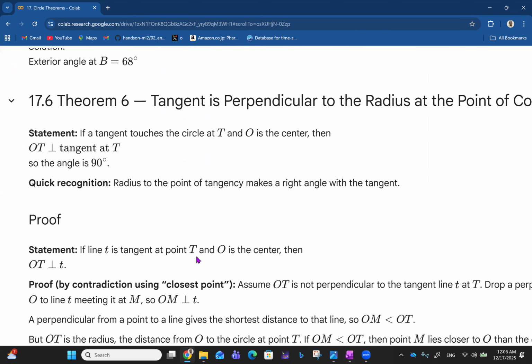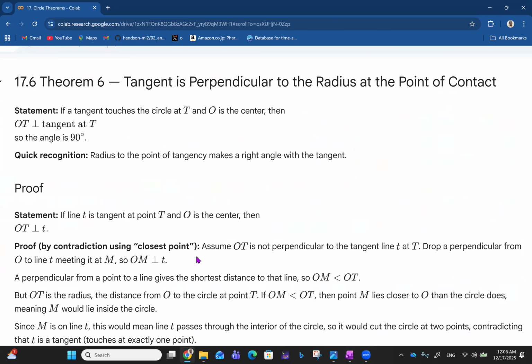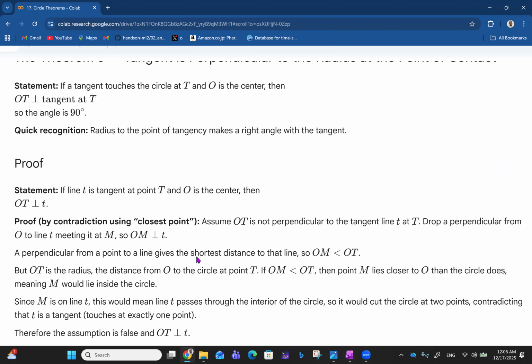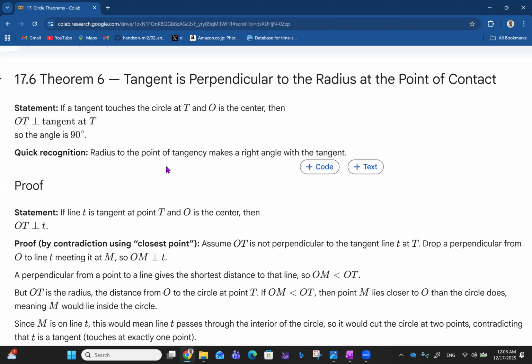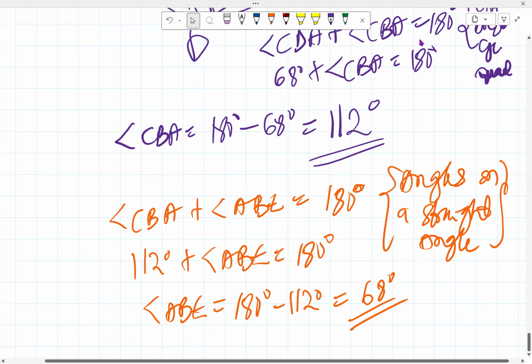So again, tangent. Theorem 6: a tangent is perpendicular to the radius at the point of contact. Now, see what we are saying. If a tangent touches the circle at T, and O is the center, then OT is perpendicular to the tangent at T. So the angle is 90 degrees. A quick recognition: the radius to the point of tangency makes a right angle with the tangent. This is a very straightforward statement.